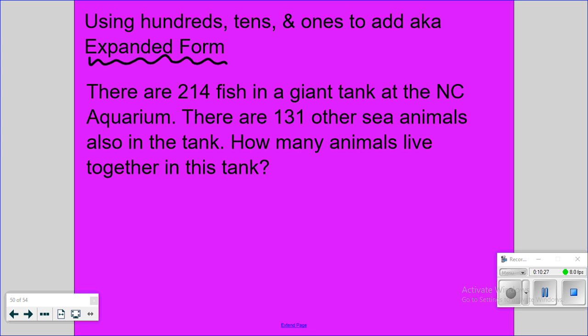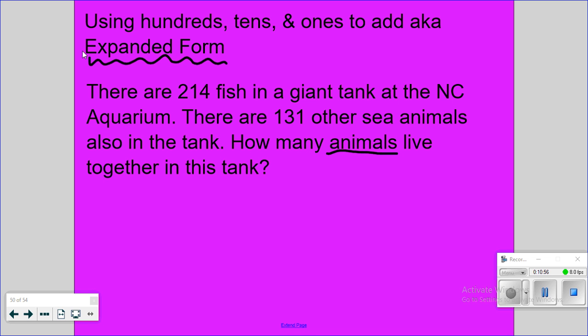I'm counting fish and other sea animals. Am I counting groups of sea animals or am I counting them all individually? I'm counting them all individually. One fish, two fish, red fish, blue fish, all individually. Let's write an answer sentence. I already know that I'm counting animals, so what could be my answer sentence?